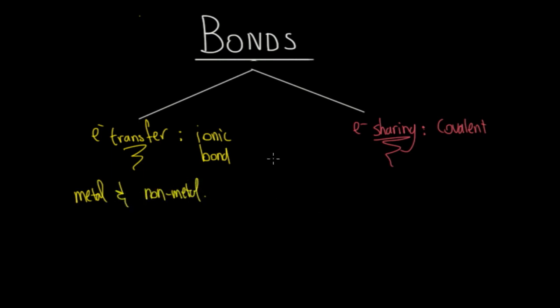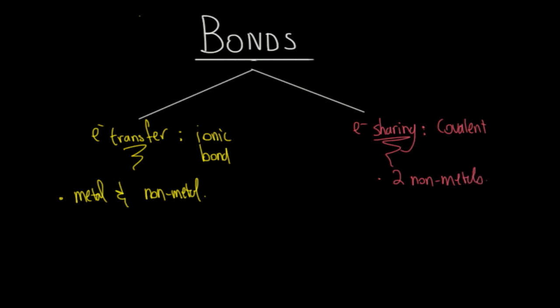Oftentimes, if you get a question about what type of bond is between these two atoms, the easiest way to do it is usually just to look at the atoms themselves and ask, is that a metal and a nonmetal, or is it a nonmetal and a nonmetal? If it's two nonmetals, it's going to be a covalent bond.